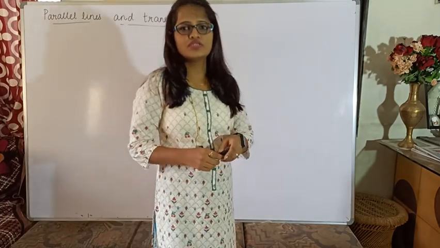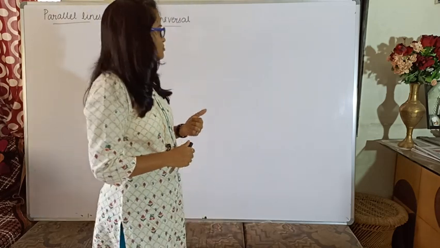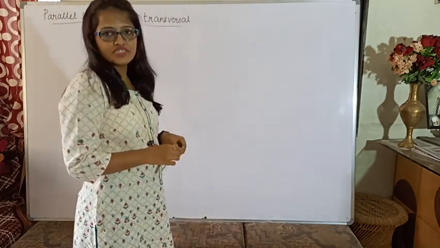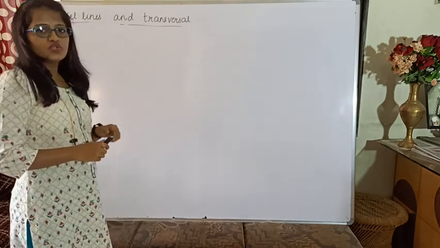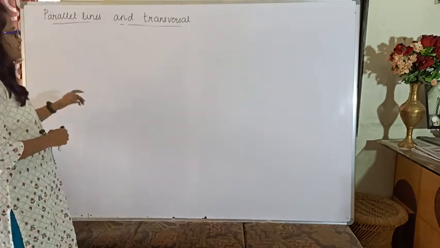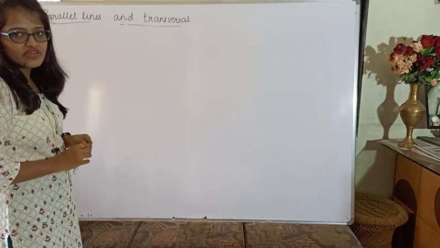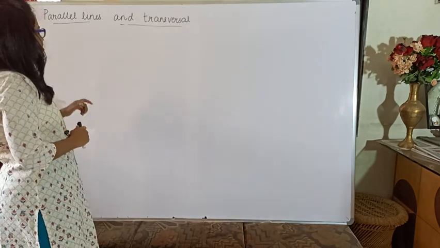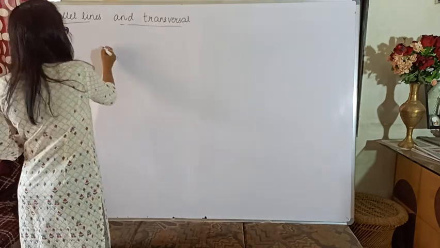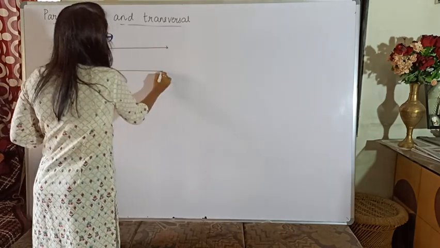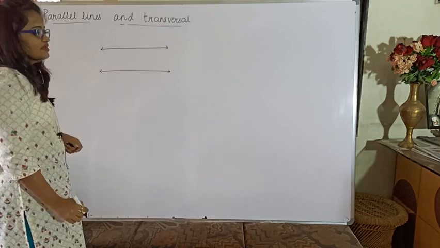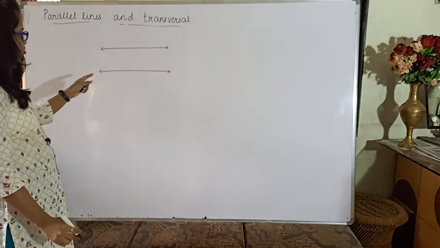Hello students, now let us look at some more concepts with respect to lines and angles. We have already seen two lines are called parallel lines if they never intersect each other or the perpendicular distance between them, measured at any point, remains the same. So this is the figure for it.